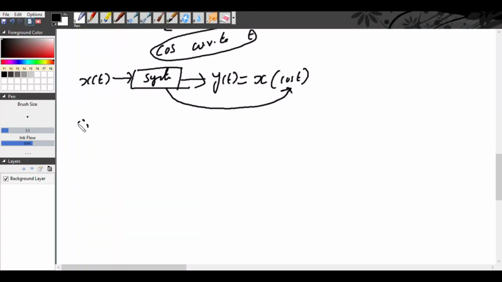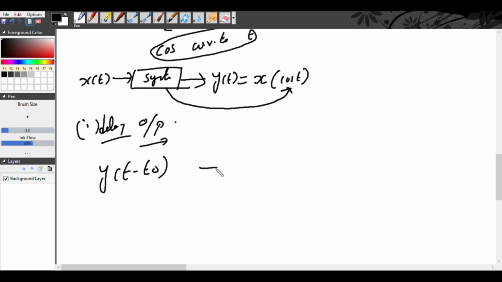So what are the steps? First I have to give delay to the output. So provide delay to the output. By providing a delay to the output, this is y of t minus t naught. That means instead of t I will be getting t minus t naught in the output side.